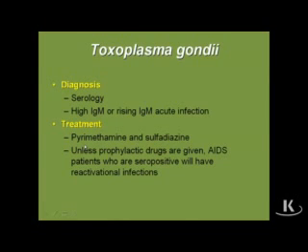All right. The treatment for Toxoplasma, pyrimethamine and sulfadiazine, are used as the drugs of choice, and again, unless you prophylax AIDS patients, they're going to have recurrent and reactivational infections. So Babesia and Toxoplasma, both in that table, are both considered high yield for Step 1.